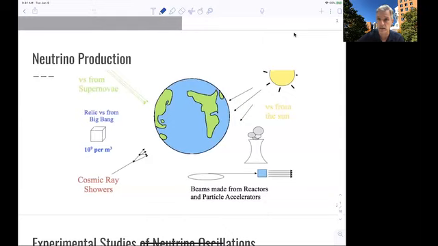Beam lines, accelerators can be used to smash particles into material and then in the decay product produce also neutrinos. And also reactors, nuclear reactors can be used as neutrino sources. By the way, neutrinos can also be used in order to monitor the nuclear activity around the globe.